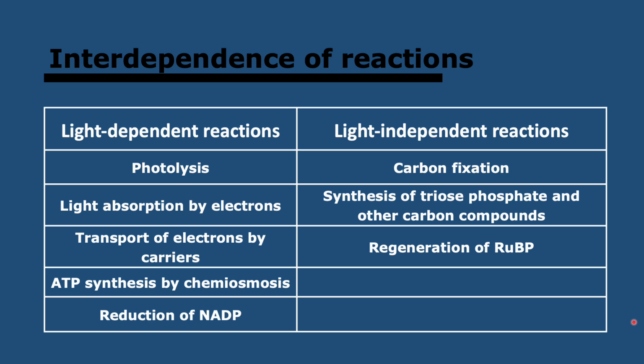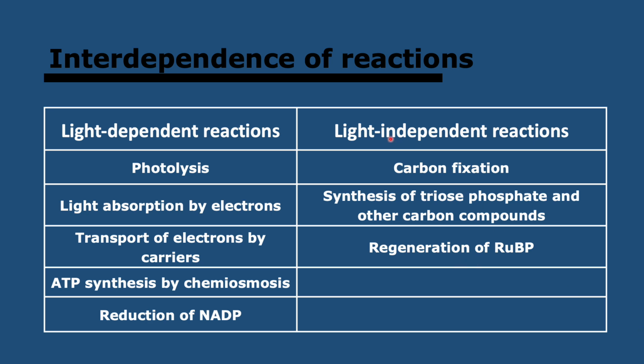In conclusion, we have the light-dependent reactions, which happen in the thylakoid membranes, and they include photolysis, light absorption by photosystems, generation of excited electrons, transport of electrons by carriers, ATP synthesis by chemiosmosis, and reduction of NADP. And we have light-independent reactions, which happen in the stroma, and they include carbon fixation, synthesis of triose phosphate and other carbon compounds, and regeneration of ribulose bisphosphate.